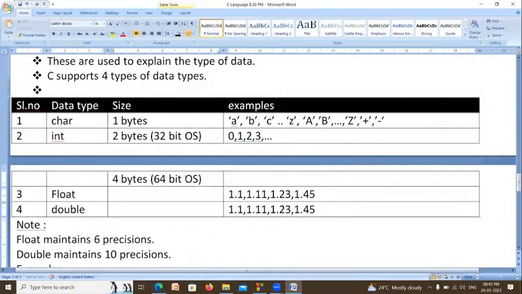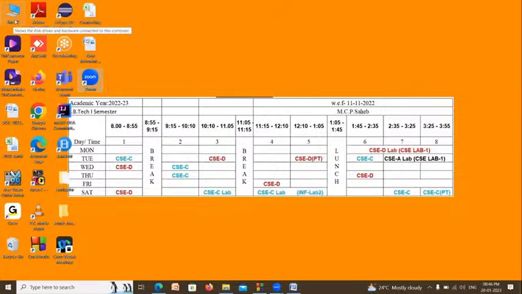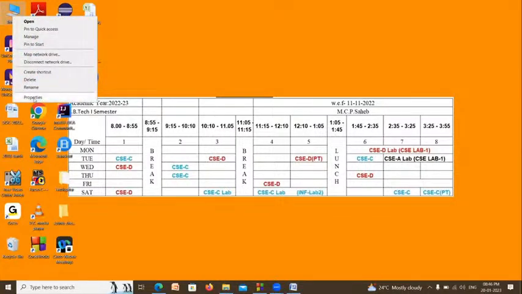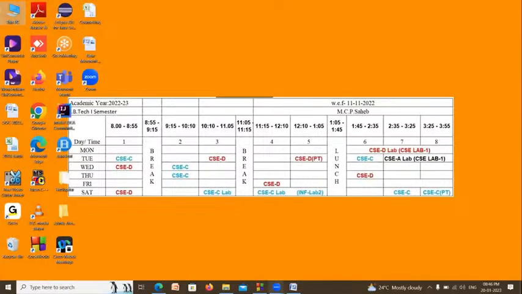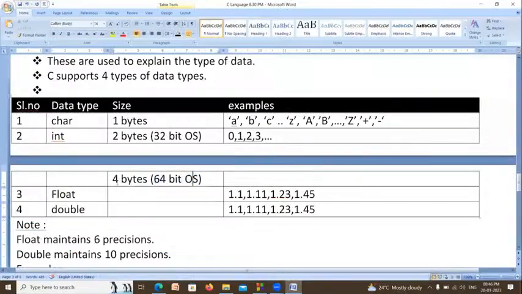Now, how to test whether my system is having 32-bit or 64-bit? See this. Right click on This PC, my computer. Go to properties. Then you can see the properties of my computer. My computer is having 64-bit operating system. If your system is having 64-bit operating system, then the size of integer is 4 bytes. If your system is having only 32-bit operating system, then the size of integer is only 2 bytes. You have to remember this.